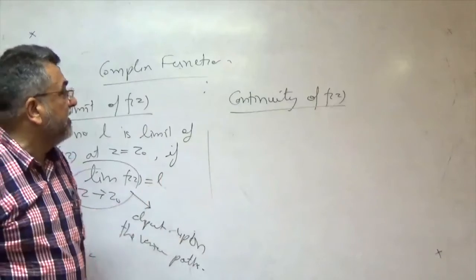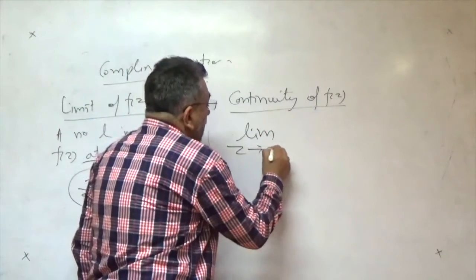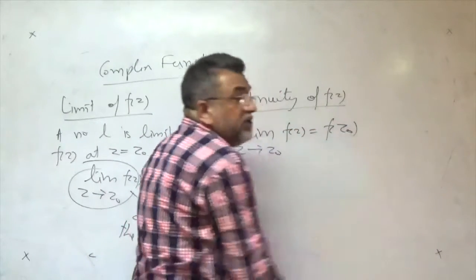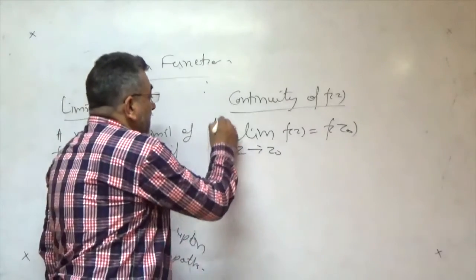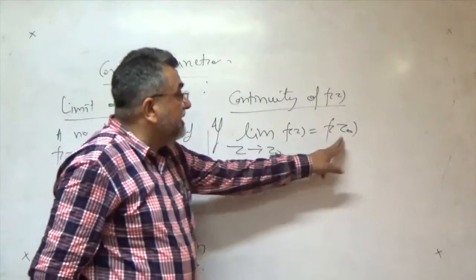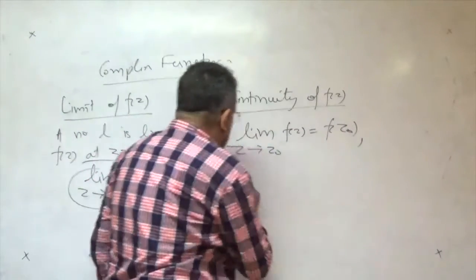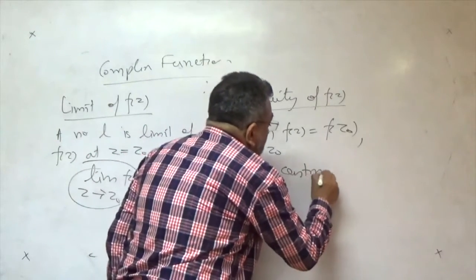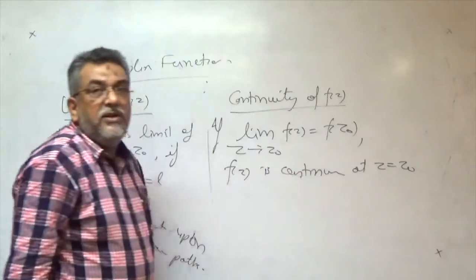How do we check this? Continuity: you know that if the limiting value of a function is equal to the value of the function. The left hand side is the limiting value at point z naught, and this is the value of the function where we have to check the continuity. If these are equal, then we say that f(z) is continuous at the point z equal to z naught.